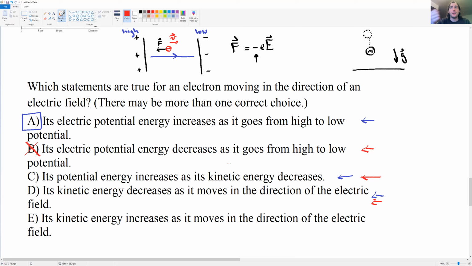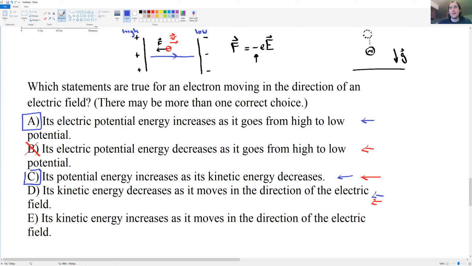We've already demonstrated that the electron is moving against the force that's acting on it. And so it must have an increasing potential energy, and therefore its kinetic energy is also going to be decreasing, because there's a force on it against the direction of motion. So it's slowing down, so its kinetic energy is decreasing. So C is certainly true.